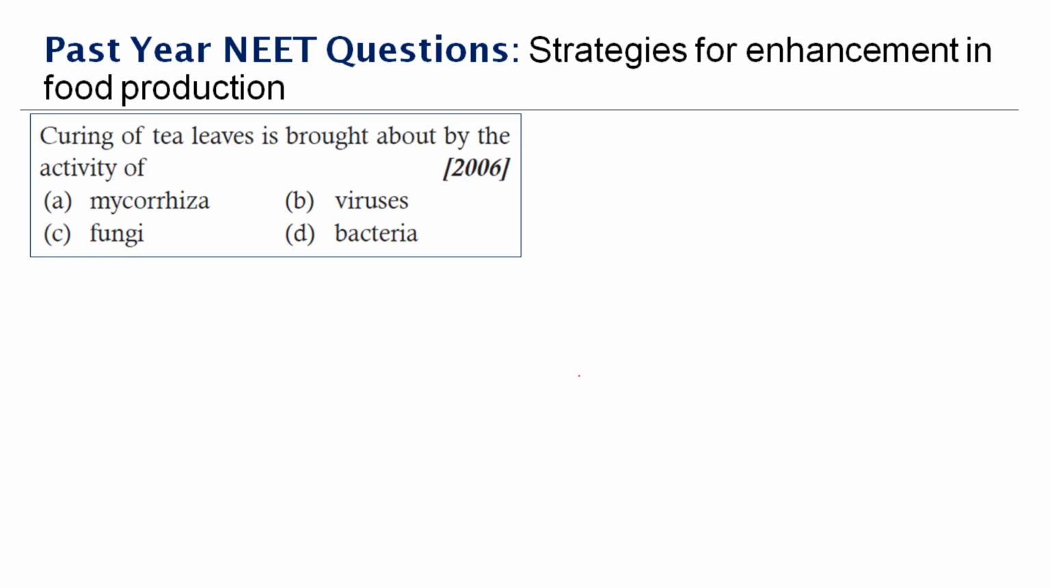Next question here. Curing of tea leaves is brought about by the activity of dash. Okay, so what do you mean by curing? Curing of tea leaves is brought about by the activity of bacteria. It is essentially an oxidation, dry fermentation process during which the leaves are driven off their green color. Okay, and green color is lost and the leaves assume a tougher texture and undergo chemical changes.